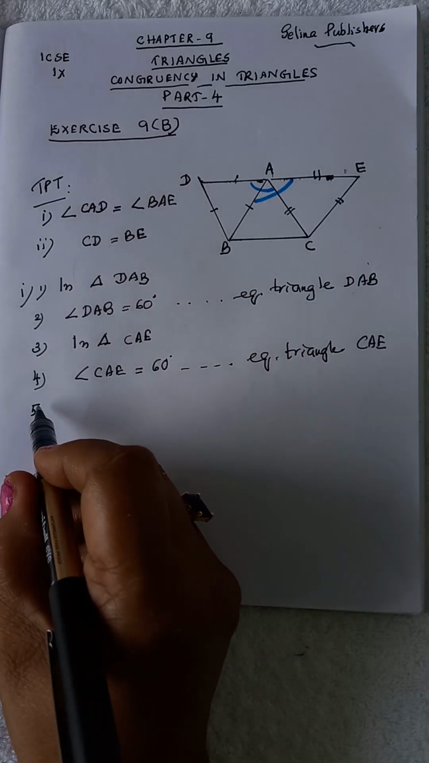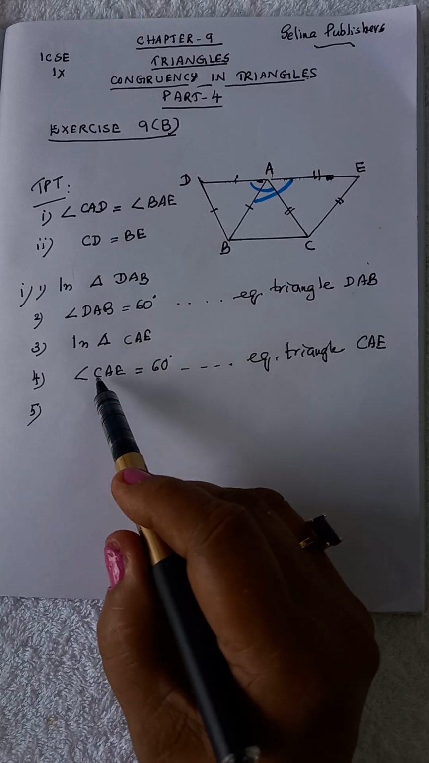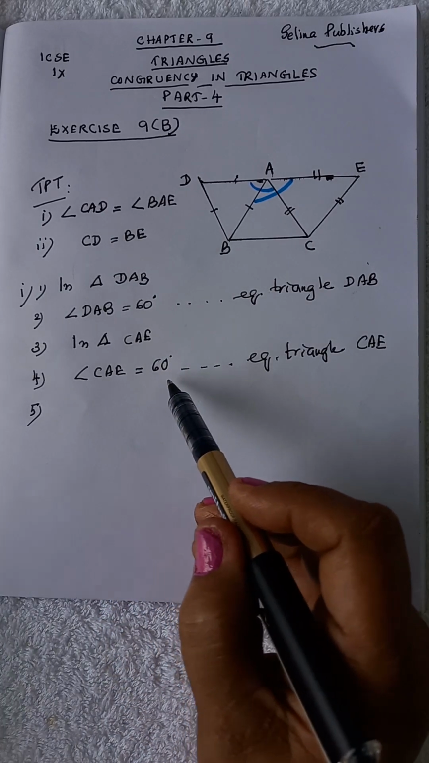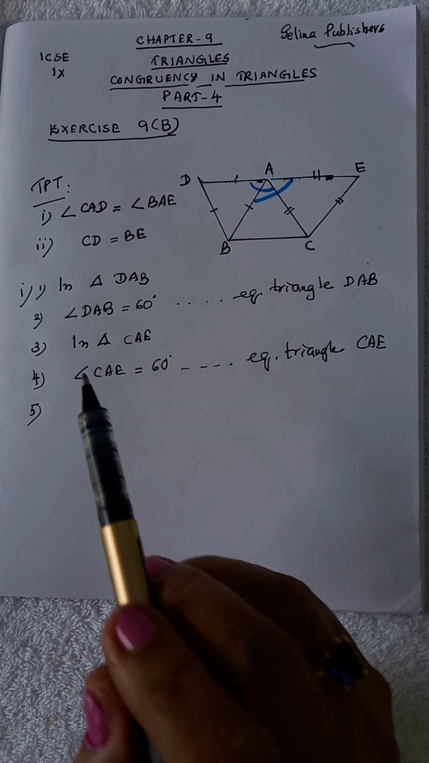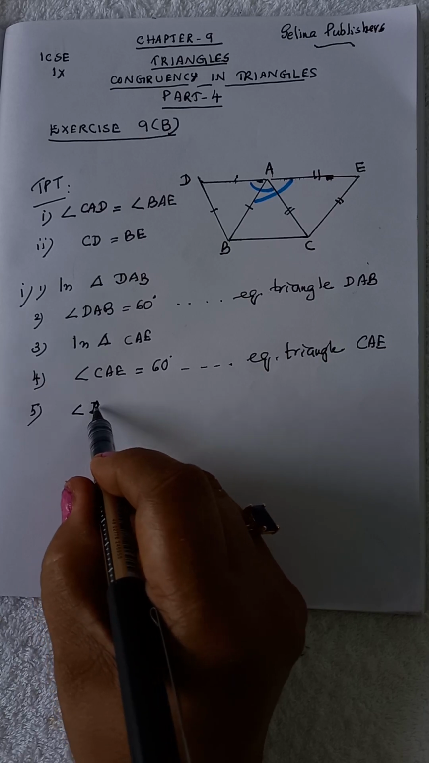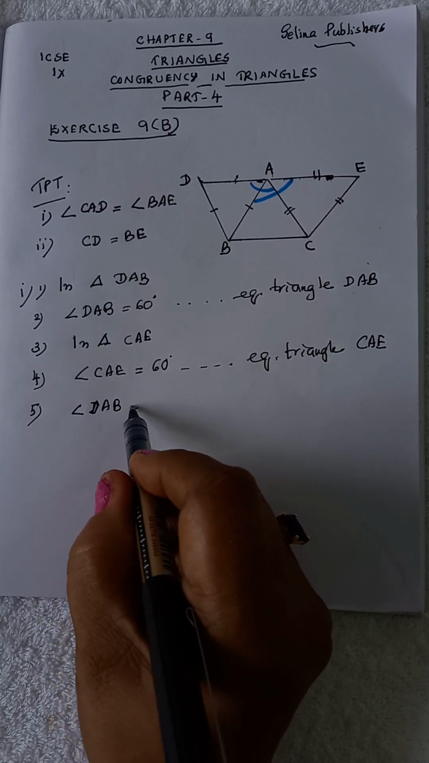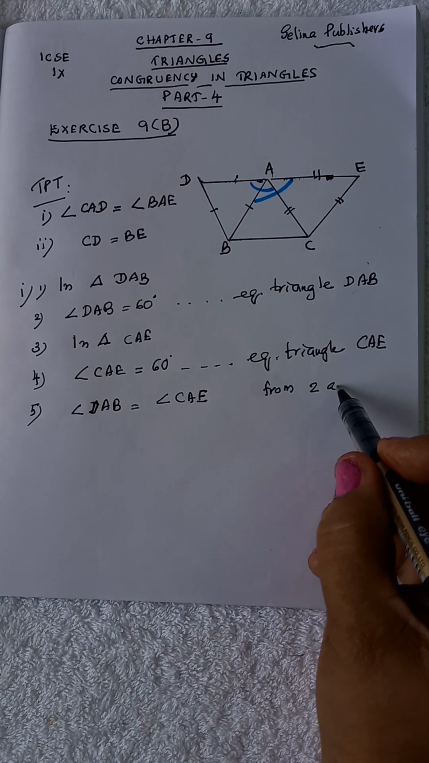Fifth point we can write here: angle DAB is equal to 60 degrees and angle CAE is also 60 degrees. So that means angle DAB is equal to angle CAE, from 2 and 4.